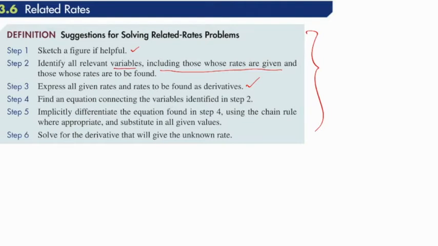Step 4, find an equation that connects the variables. We used the Pythagorean Theorem in our example. Step 5, we're going to use implicit differentiation with the equation and use either chain rule or product rule or whatever rules are appropriate. And 6, solve the derivative that will give you the unknown rate and also substitute whatever values back into it as we did. So this is just the book's list of suggestions. Let's do a couple more problems together.